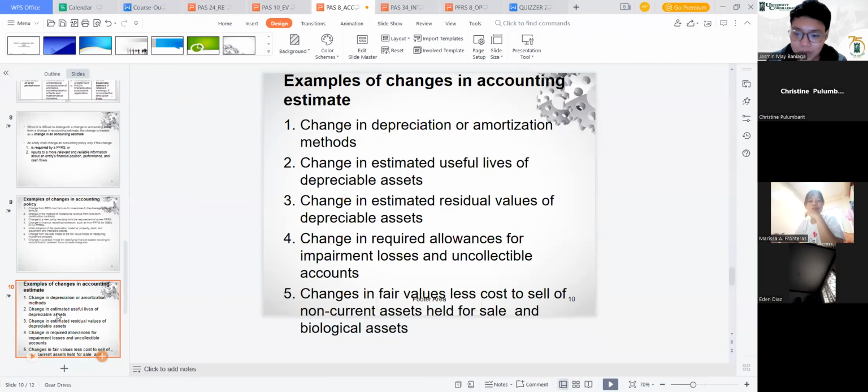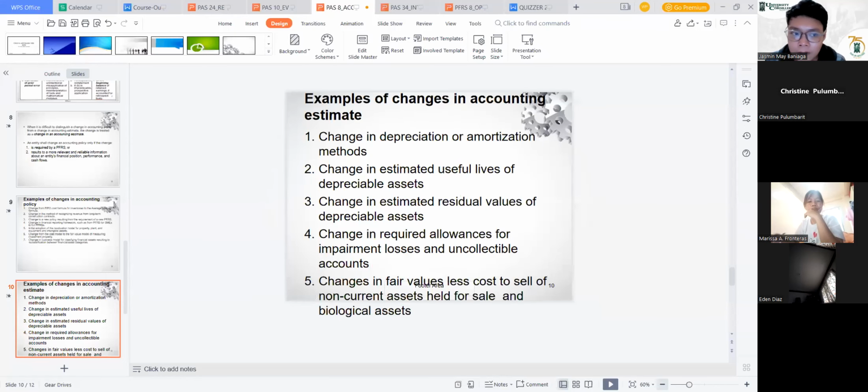Hindi nyo nakita sa slide number 9, malamang nasa slide number 10 siya because it's a change in accounting estimates. Ito naman, pag change in accounting estimates is a prospective application. Examples, estimates nga eh. So it focuses more with amounts. Pag accounting policies, it focuses more with the basis. Diba? Pag estimates is more with the amounts or items ang involved. Yun yung isang guide din natin.